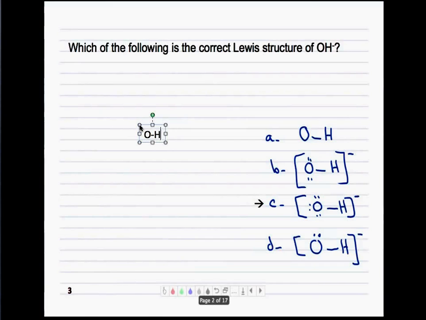Oxygen, the total number of valence electrons. Oxygen belongs to group 6, so that means it has 6 electrons. The hydrogen belongs to group 1, so the number of valence electrons is 1. And it is OH minus, that means it gained 1 electron. So I'm going to add this because it is OH minus. So the total is 8 electrons.